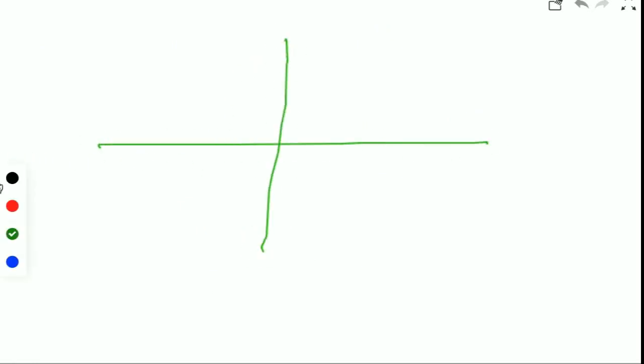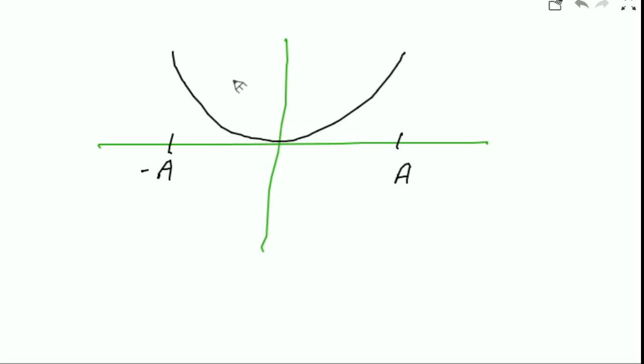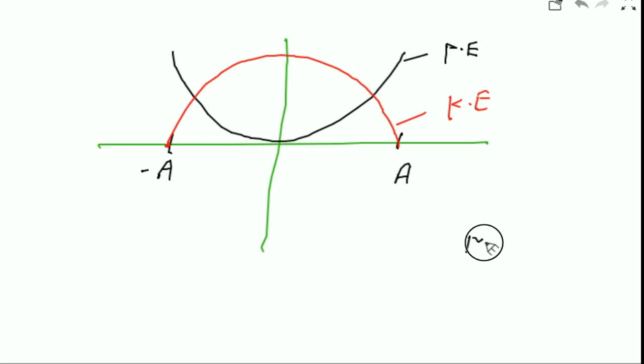So let's plot the kinetic energy and potential energy. Suppose this is the left extreme and this is the right extreme. The potential energy will be maximum at the extremes, and at the mean position the potential energy is 0. Similarly for kinetic energy, it is 0 at the extreme positions and maximum at the mean position. This is the kinetic energy and this one is the potential energy. But the total energy at each point is constant. So the mechanical energy is a constant.